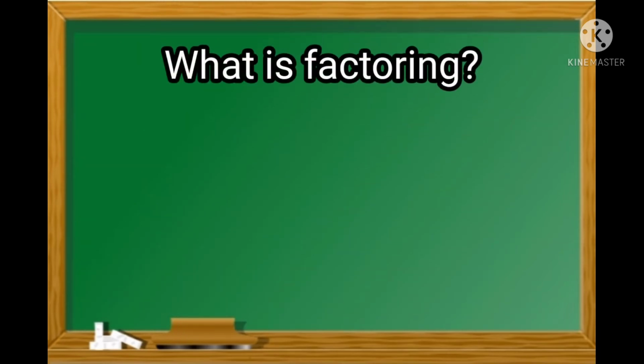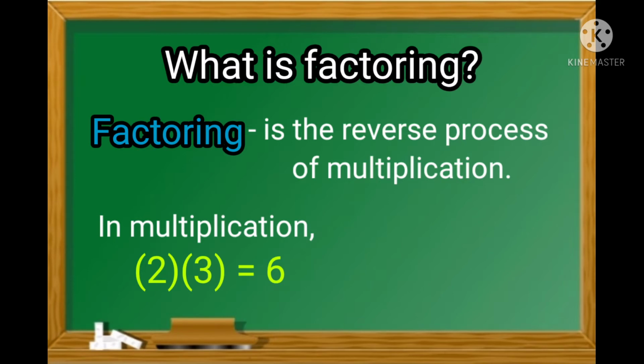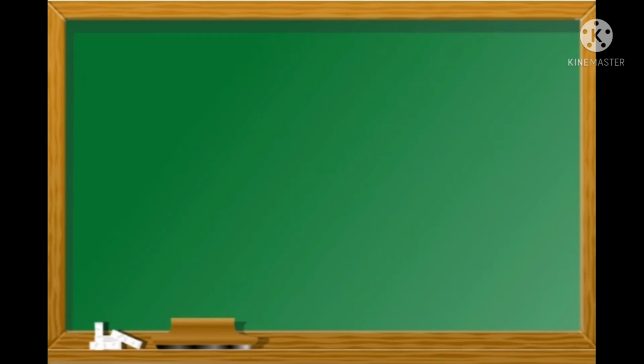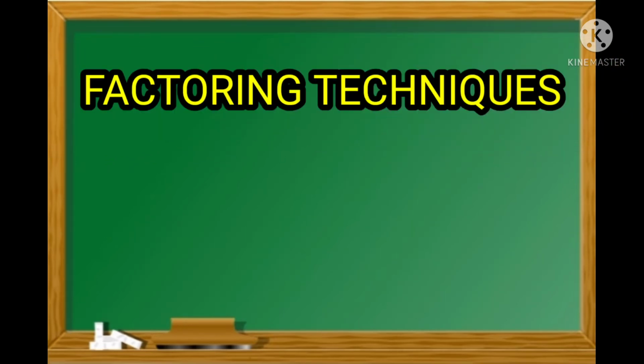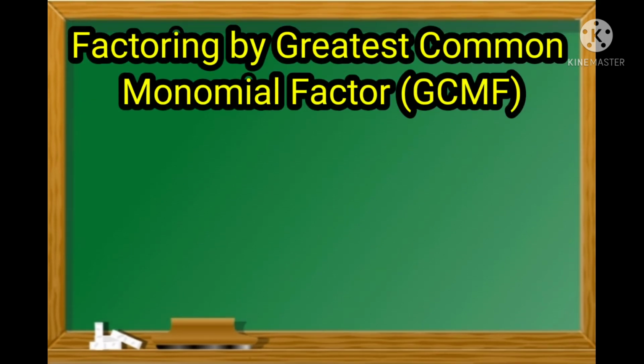What is factoring? Factoring is the reverse process of multiplication. In multiplication, 2 times 3 equals 6. But in factoring, the factors of 6 are 2 and 3. One of the factoring techniques that you're going to learn is factoring by greatest common monomial factor.